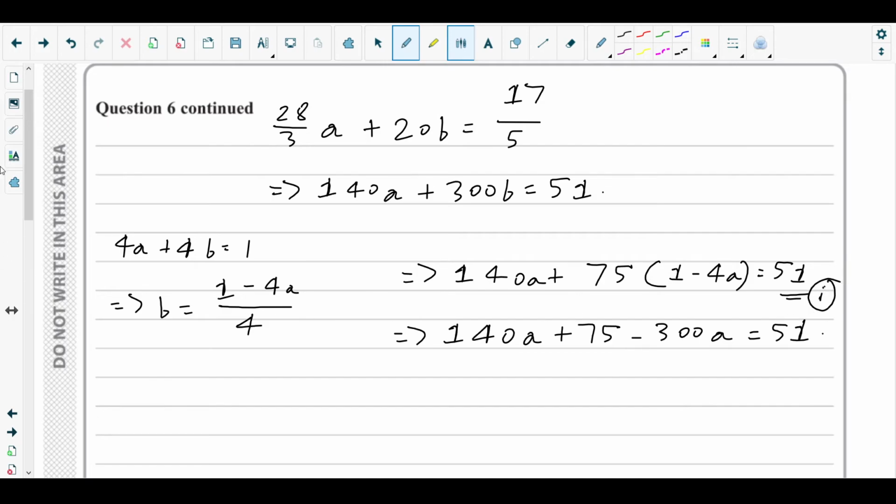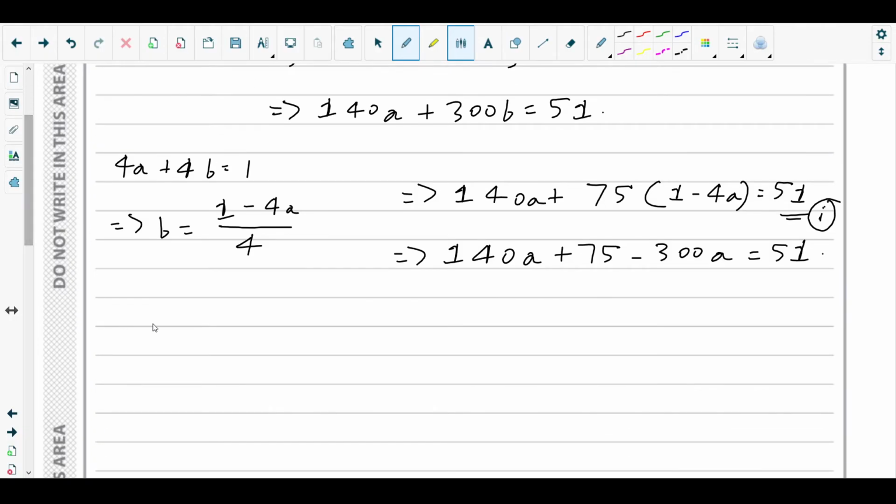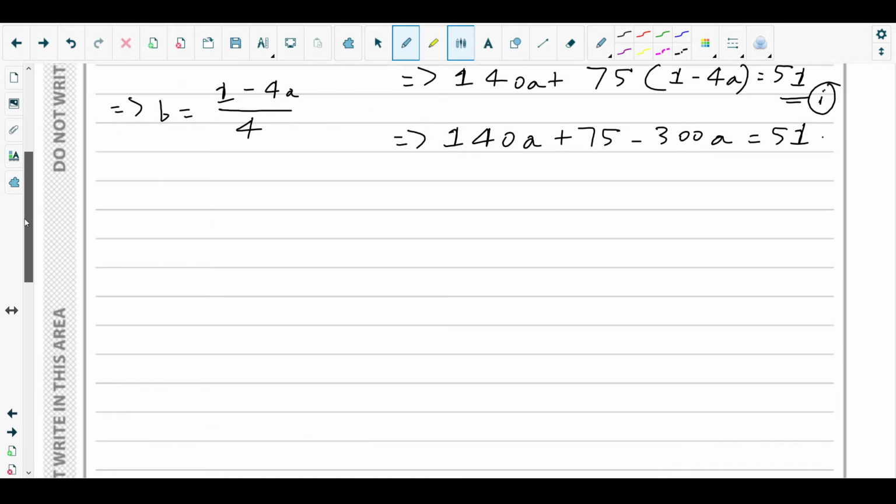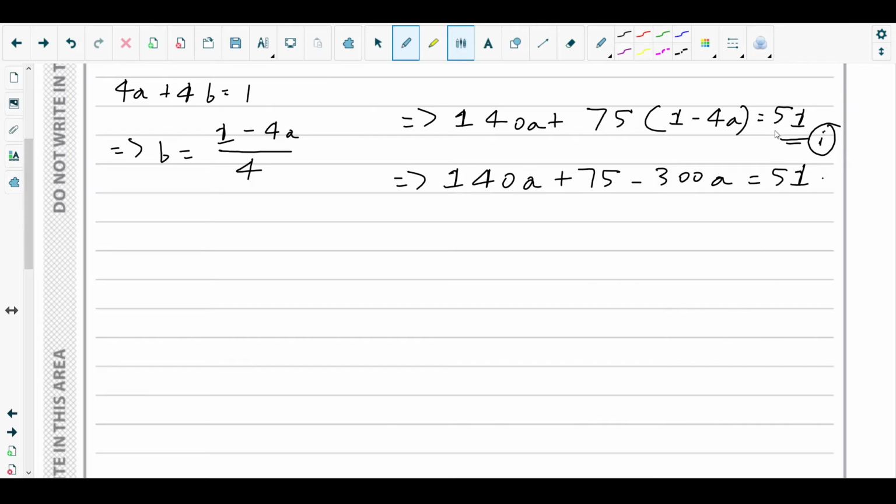Okay, and then you will keep solving to get the value for a that is asked in part 2, if I'm not wrong. You need to find out the value of a and then you will be finding the value of b. So keep doing the workings. Okay, this is the equation in terms of a only, and then keep doing the workings since it is under the same question. So 140 minus 300, that is negative 160. So take negative 160 to the right, you will get 160a equals 75 minus 51.